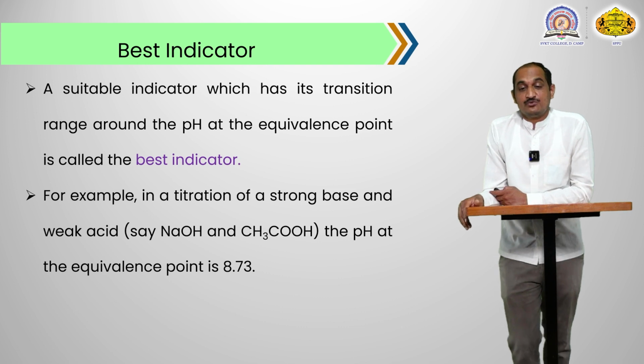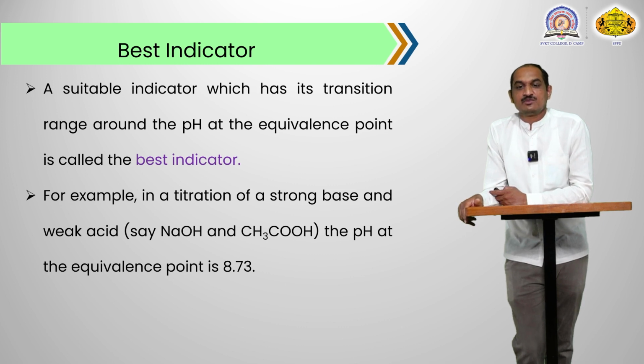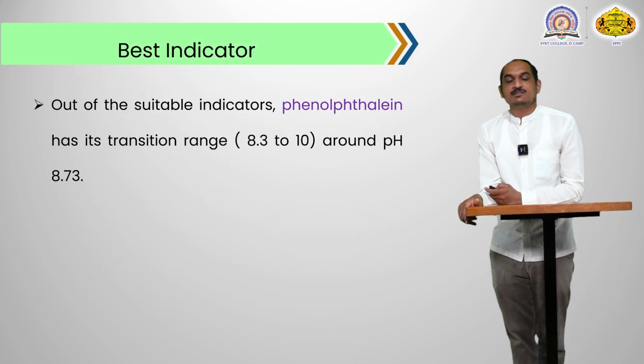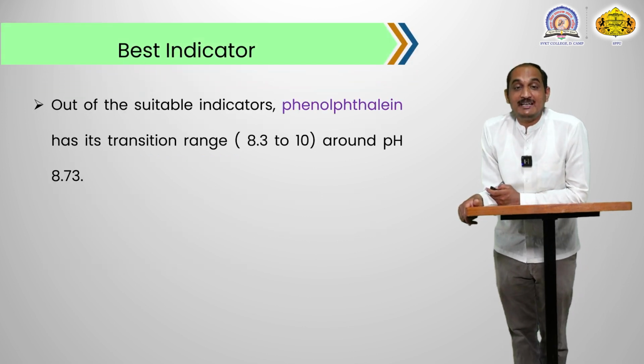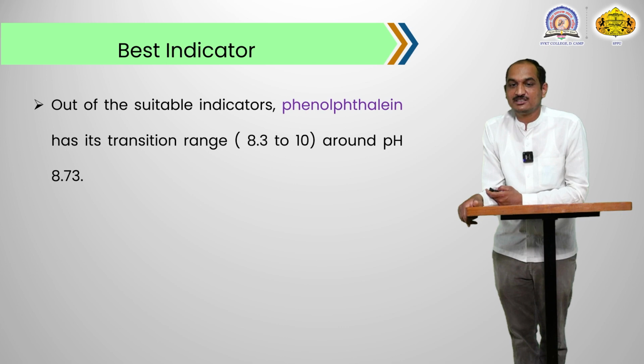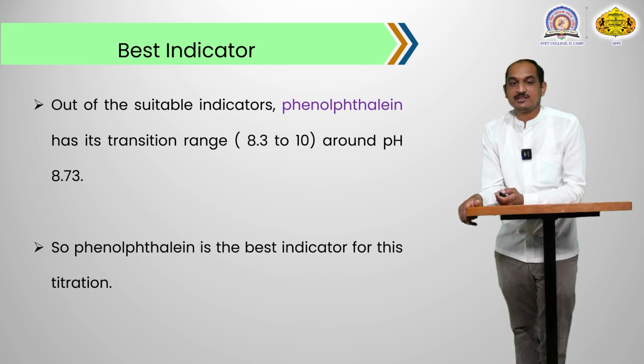Example for the best indicator: in the titration of a strong base and a weak acid, for example NaOH and CH3COOH, the pH at the equivalence point is 8.73. Out of the suitable indicators, phenolphthalein has its transition range of 8.3 to 10. Therefore, it's around pH 8.73. So the best indicator is phenolphthalein for this titration.